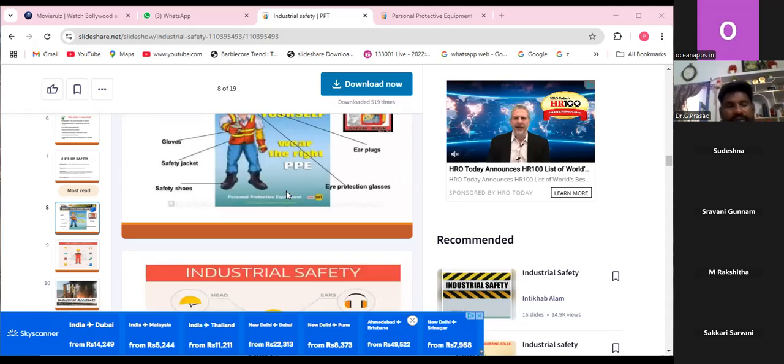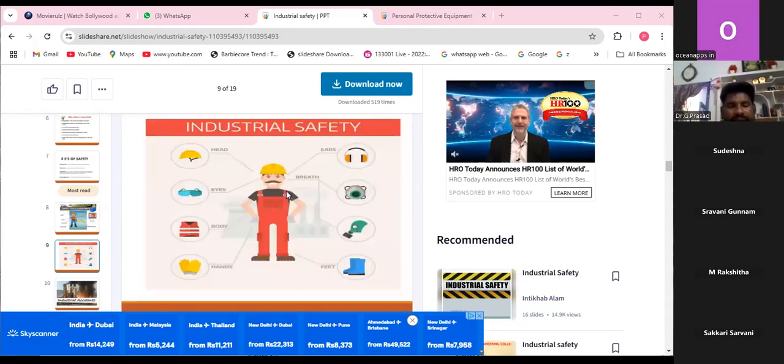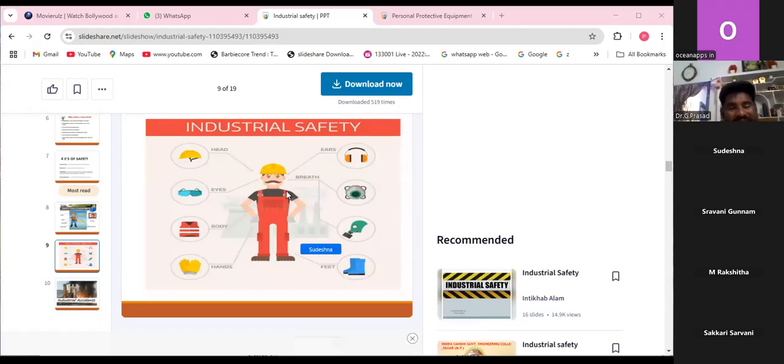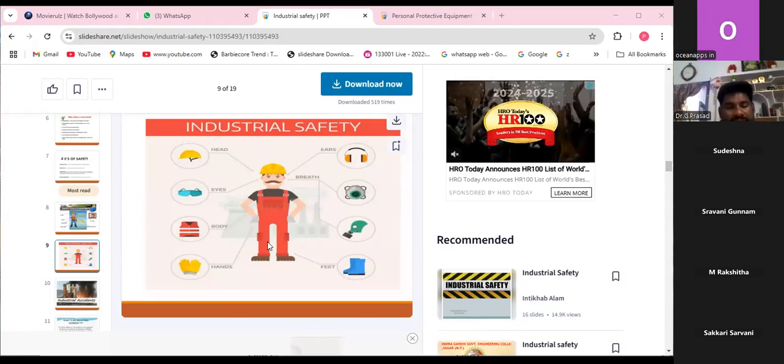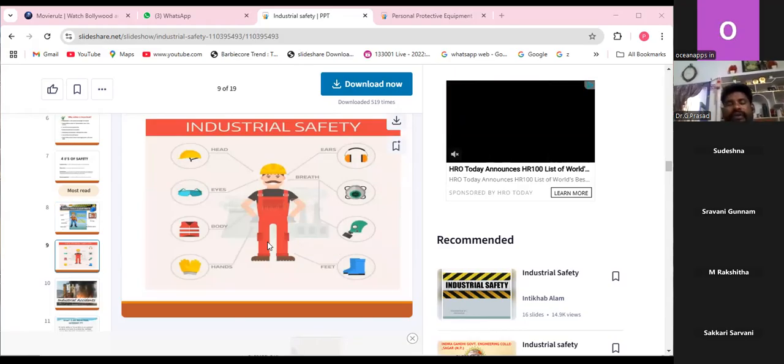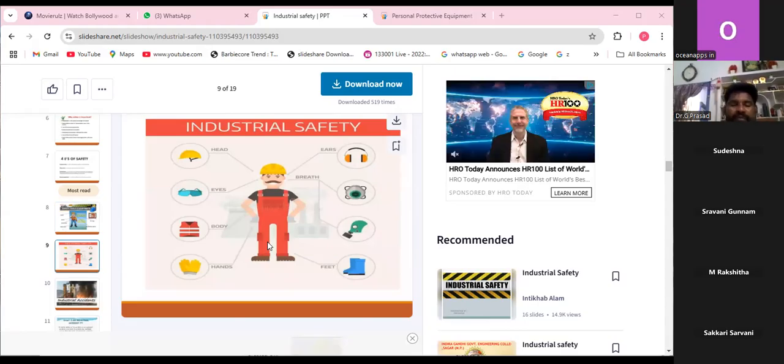While you are working in the company, industrial safety is important for each and every person, not only the employees working in the safety department, but also those working in the production department, the store department, and quality, whether QA, QC, or whatever the department may be.